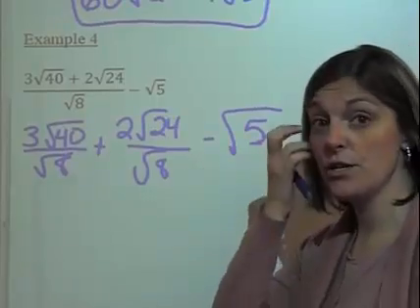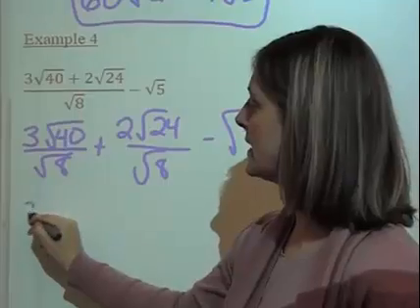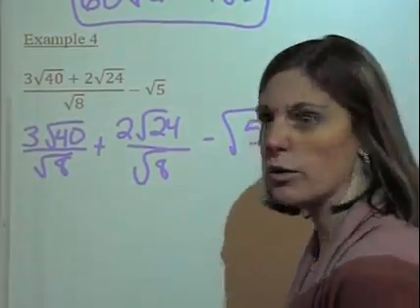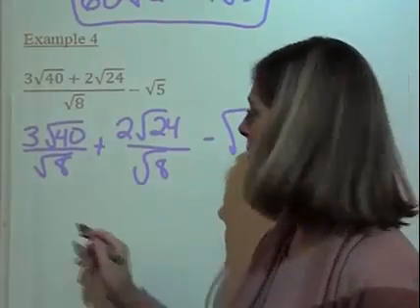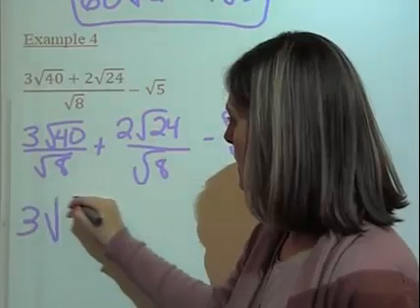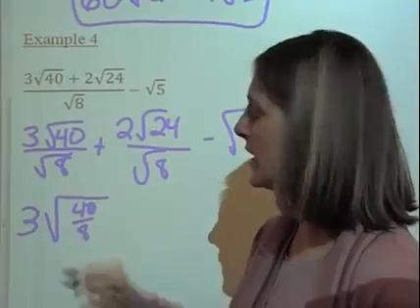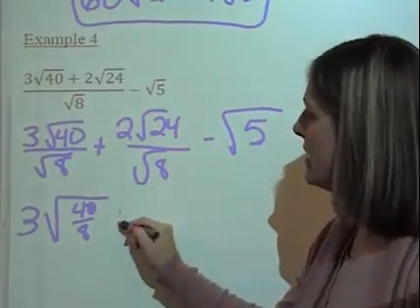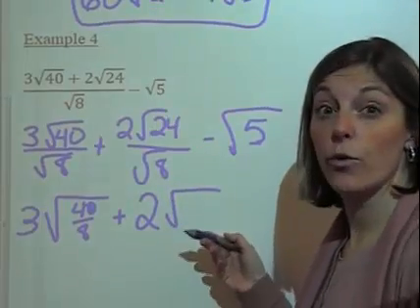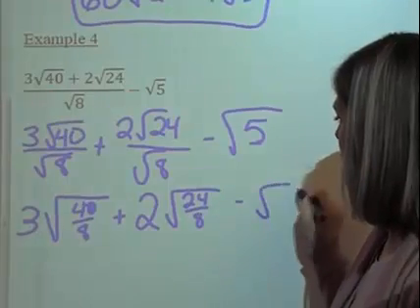So now what you can do is, because these are both under radicals, you can divide those. So that's really like saying this. Oh, be careful with that. That kind of looked like a cube root. We don't want to do that. So it's 3 times the square root of 40 over 8. That's 40, not 48. All right, and then this can become 2 times the square root of 24 over 8, and then minus the square root of 5.